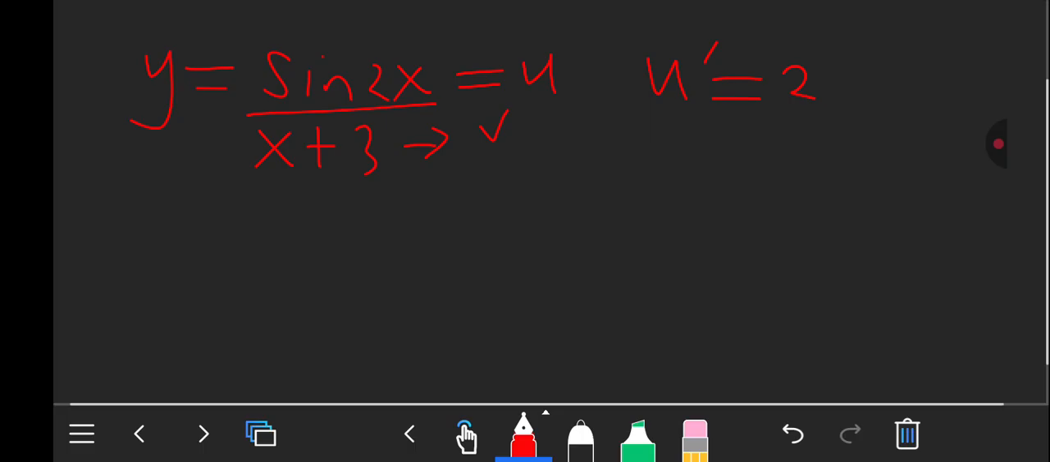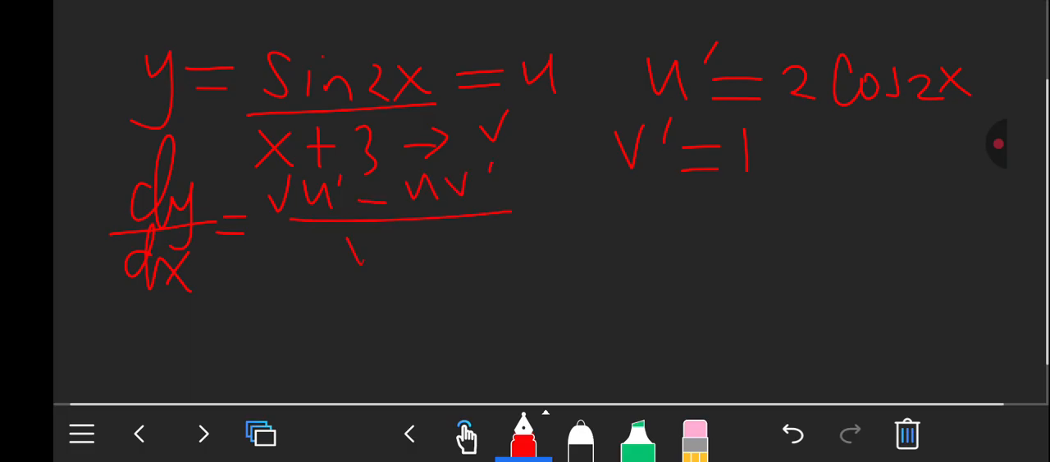Then what is the derivative of sine x? The derivative of sine x, we know, is cos x. Because where there is x, there is 2x, we now say cos 2x. Then we go back to v. What is the derivative of x? It is just 1. The derivative of a constant is just 0, so no need to write it. Then we write the formula: dy over dx is equal to v u prime minus u v prime over v square.